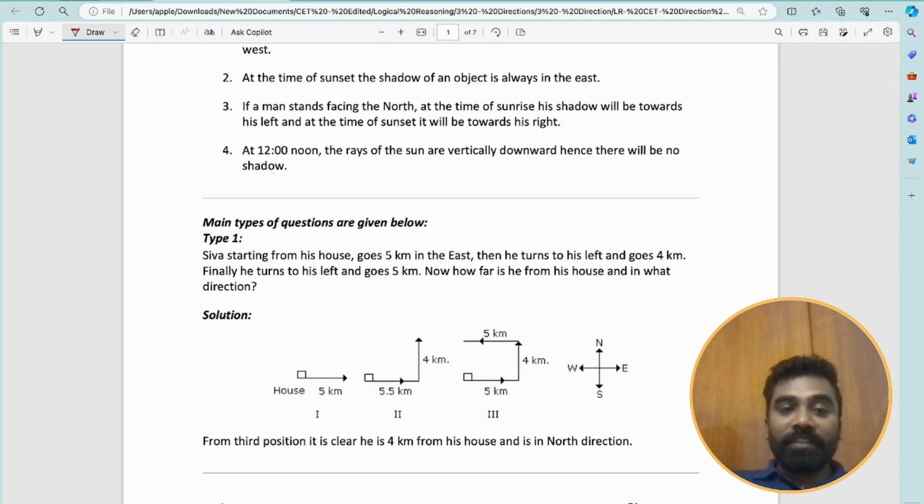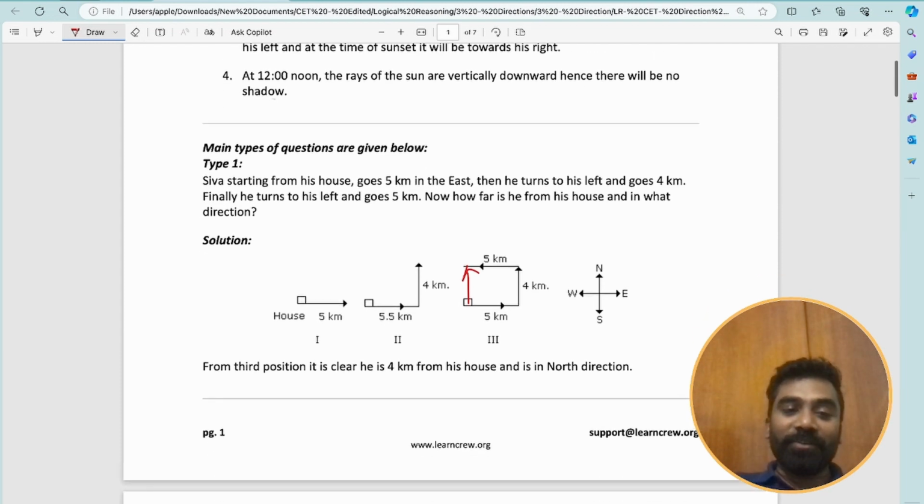Now, the first step. Shiva starting from his house goes 5 kilometers in east. Then he turns to his left and goes 4 kilometers. Finally, he turns left and goes back 5 kilometers. Now, how far is he from his house and in what direction? So, this was his house. He is 4 kilometers north away from his house. This is the very basic question. Okay. Now, the next type.